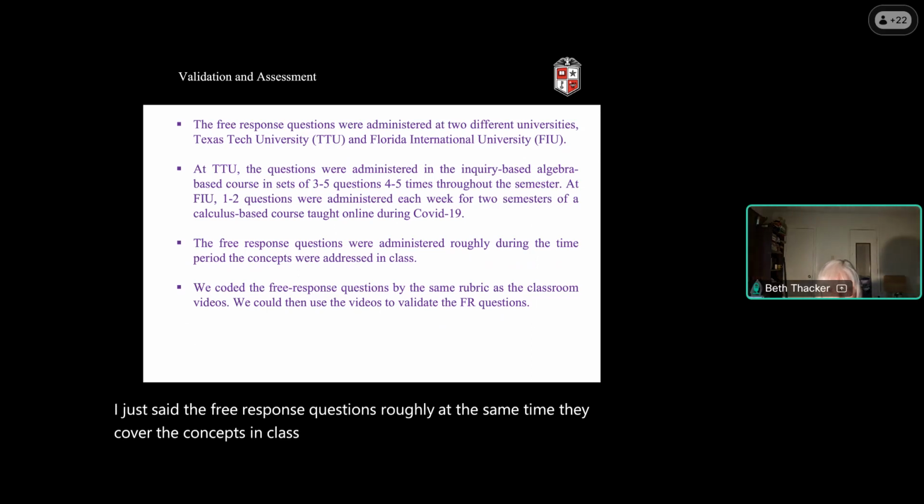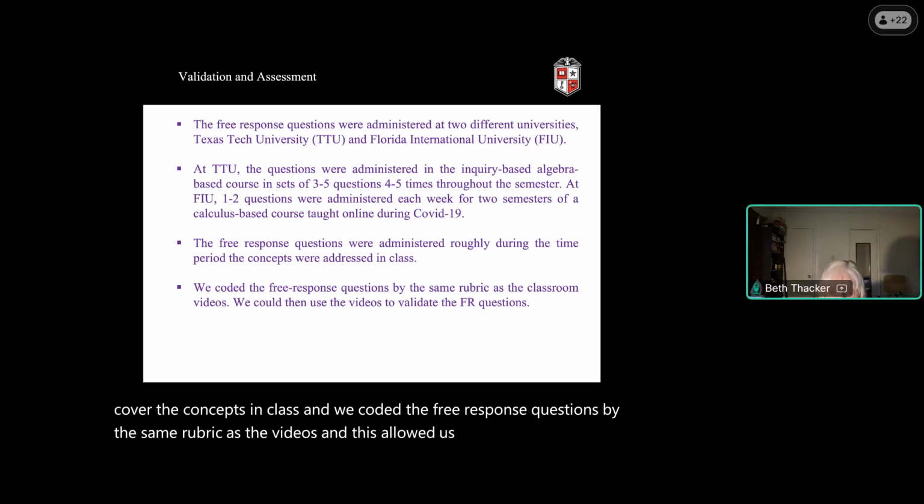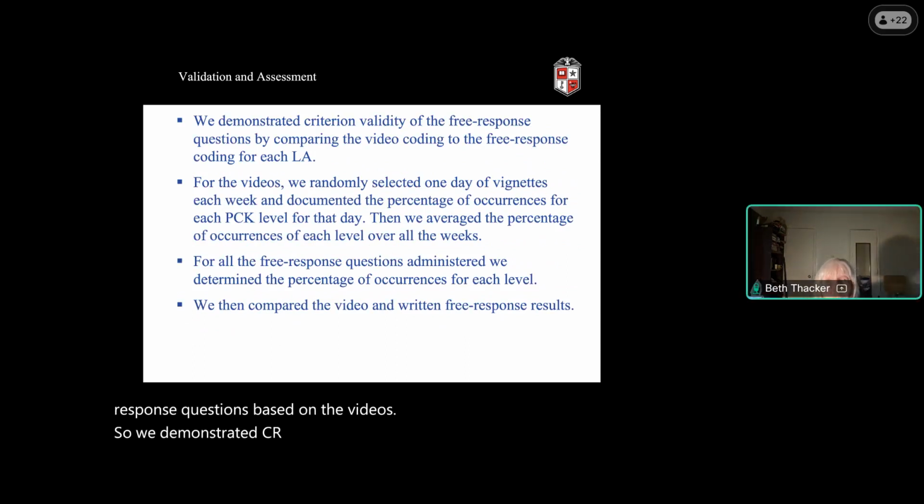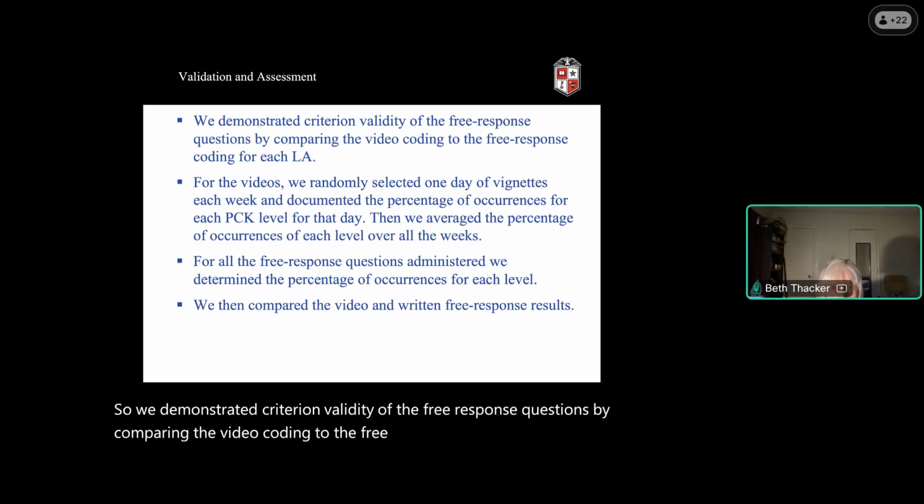And we coded the free response questions by the same rubric as the videos. And this allowed us to validate the free response questions based on the videos. So we demonstrated criterion validity of the free response questions by comparing the video coding to the free response coding for each learning assistant. The videos, we had lots of videos.